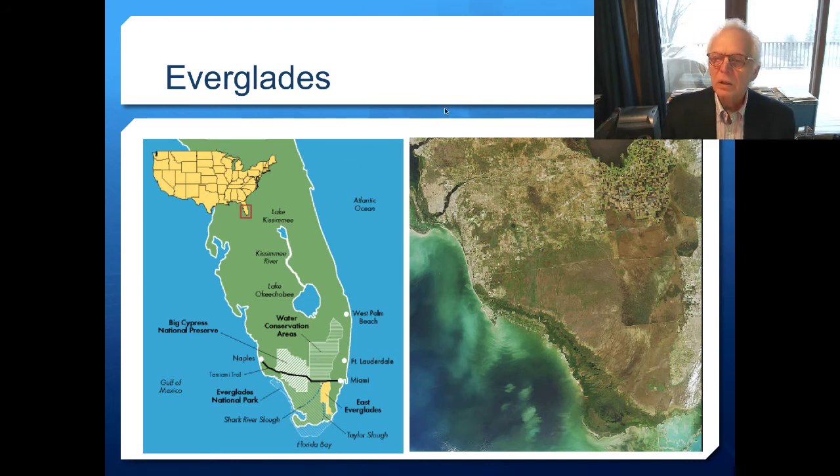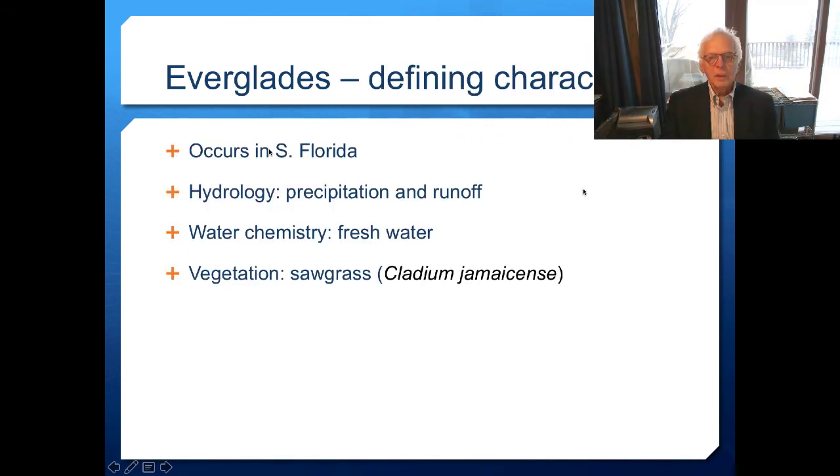As you can see here, on the right-hand side of your screen, a lot of development, farms and so on, encroachment of cities and so on. But this whole system is actually flowing water down this way toward the southern tip of Florida. The Everglades, the defining characteristics of the Everglades, clearly they occur in South Florida. Their hydrology is basically dominated by precipitation and runoff, and this flow of water from the middle portion of Florida to the southern.